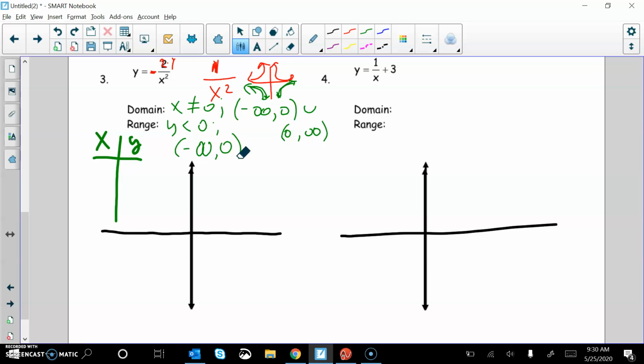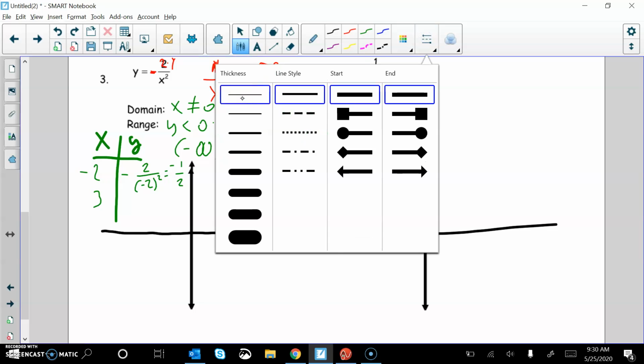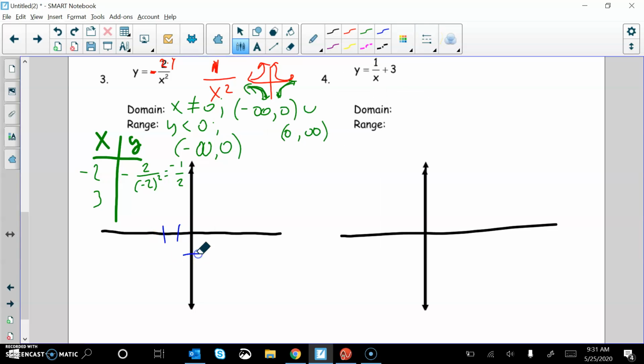All right, so let's pick a point on either branch. One for the left side here, one for the right. So let's go with negative 2. And then on the other side, we'll go positive 3. All right, so let's plug on in. So negative 2 divided by negative 2 squared. It's 4 on the bottom, 2 fourths, 1 half, so we get negative 1 half. So it's 1 point. Negative 2, negative 1 half, or about right here.